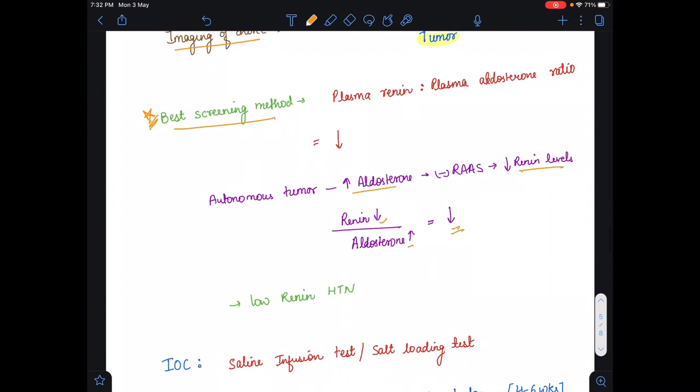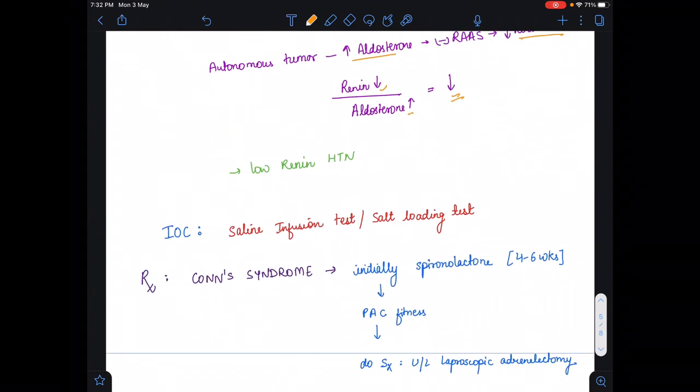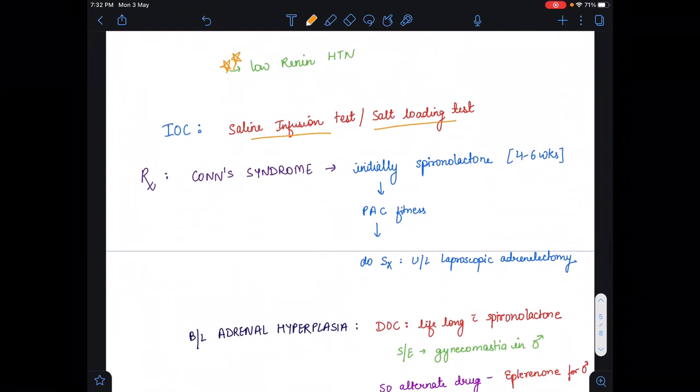And what is the investigation of choice? As we see, the investigation of choice is the salt infusion test or salt loading test. And in this primary hyperaldosteronism, there is low renin hypertension. So now we come to the treatment.